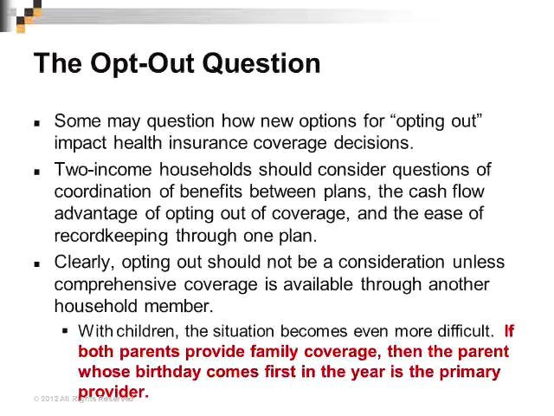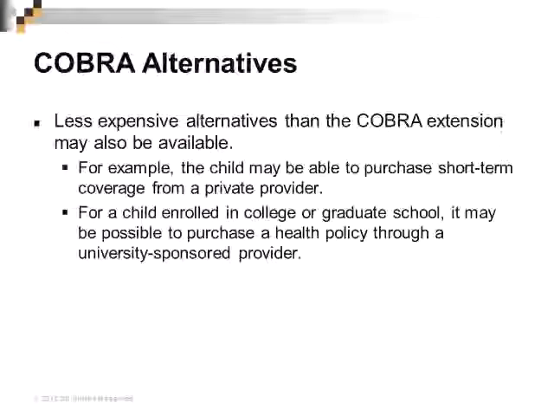So 2-income households, consider whether or not having one as the primary carrier, having both mom and dad on their own because it may be more cost effective, having the children on one of them, whichever is better, and understand that opting out is not a consideration if you don't have any other coverage. If you do, then you may want to opt out because you can always opt back in because you're not going to want to pay for 2 different plans. In red letters it says, if both parents provide family coverage, the parent whose birthday comes first in the year is the primary provider. That's probably in red because it might be some kind of a test question.